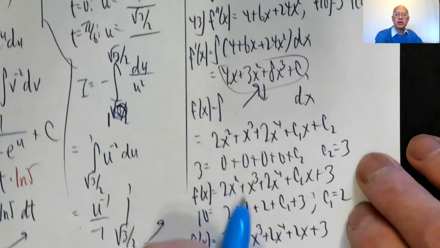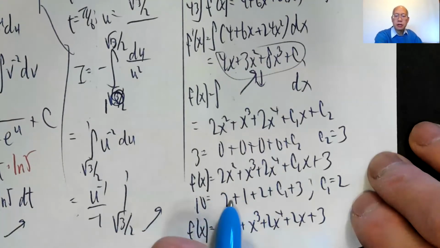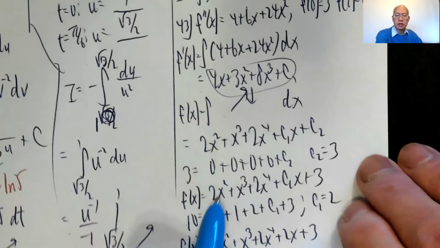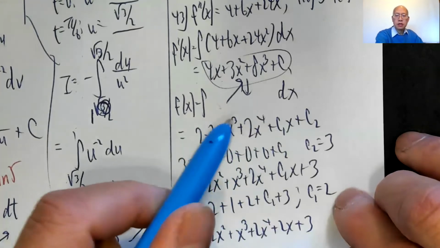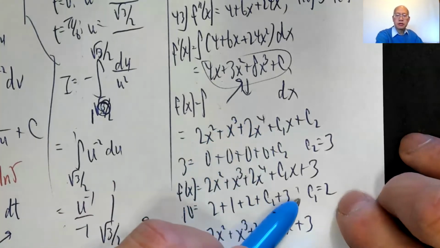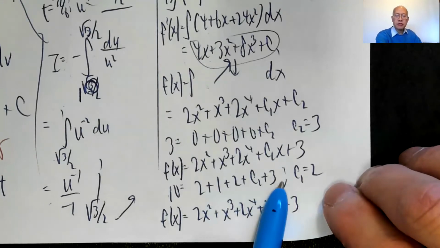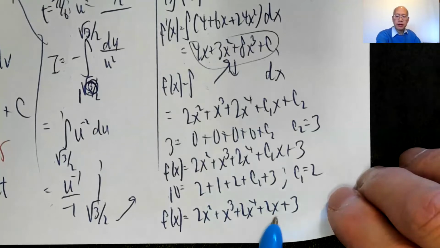And now if I plug in 2, I get 10. So 10 is the answer if I plug in everywhere else. 1, f of 1. So 1 goes there, 2, plus 1, plus 2, plus c1, plus c2, which we now know to be 3. Clean this up, c1 is 2. So final answer, 2x squared plus x cubed plus 2x to the 4th plus 2x plus 3.